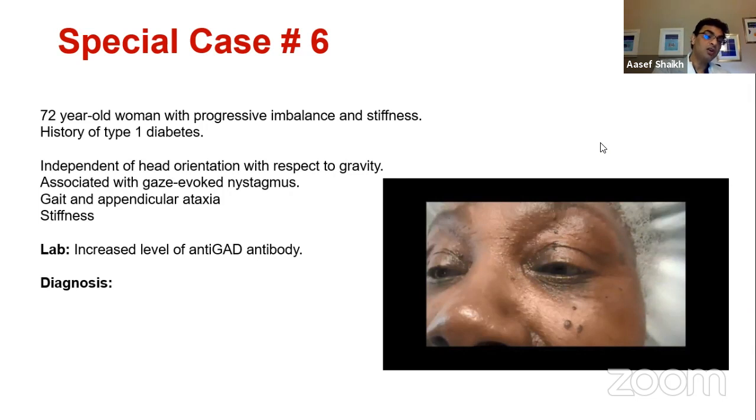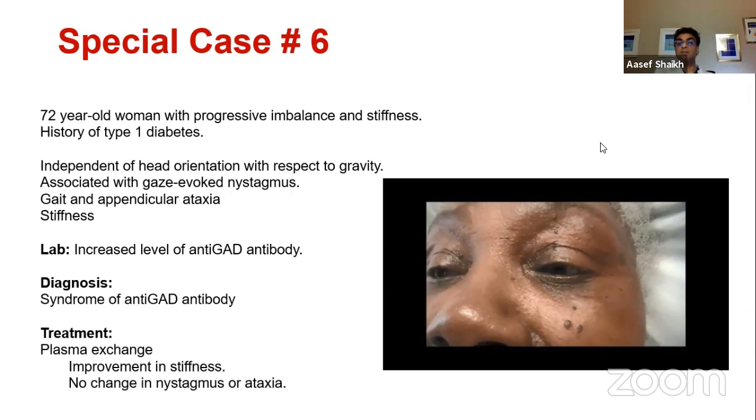We actually tried to treat her with plasma exchange. Again, we could improve her stiffness, but we did not have much luck for nystagmus or ataxia in her case, just like our other patient. And that stays the same for about 15 other patients who I had with syndrome of anti-GAD antibody. I did not have much luck treating their nystagmus with any of these. I simply have to use some sort of symptomatic therapy with benzodiazepines or something else.